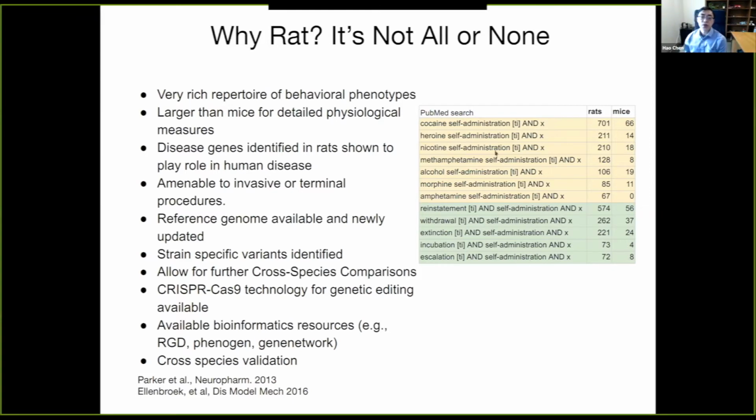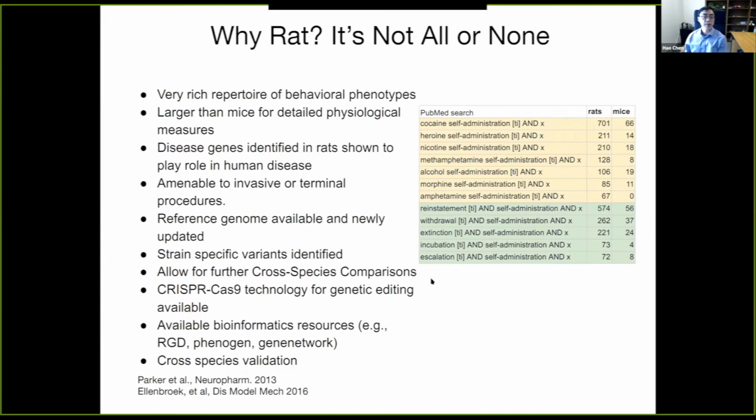And we are not only interested in self-administration, many of us are also interested in other complicated behavior procedures, such as reinstatement, withdrawal, extinction, incubation, escalation, etc. These procedures model different aspects of addiction behavior. And most of these behavioral paradigms are first established in rats and are much better studied in rats as well. So that is one of the main reasons that many of us are using rats to do genetic studies of addiction-related phenotypes.